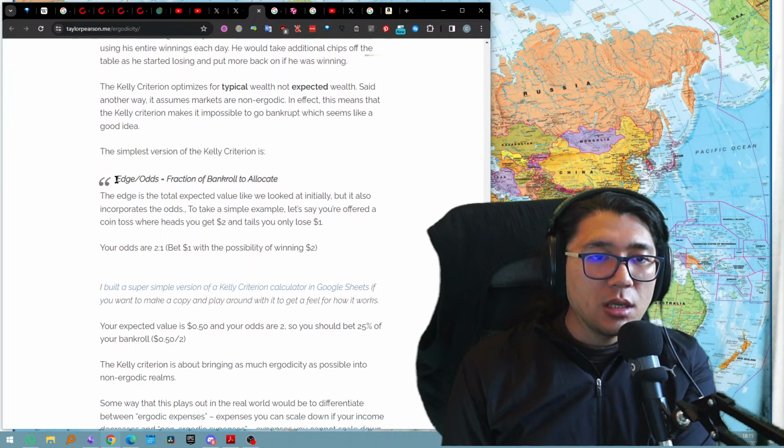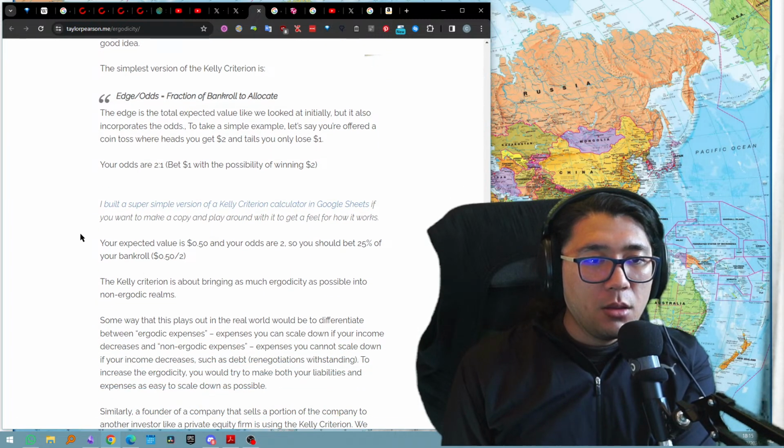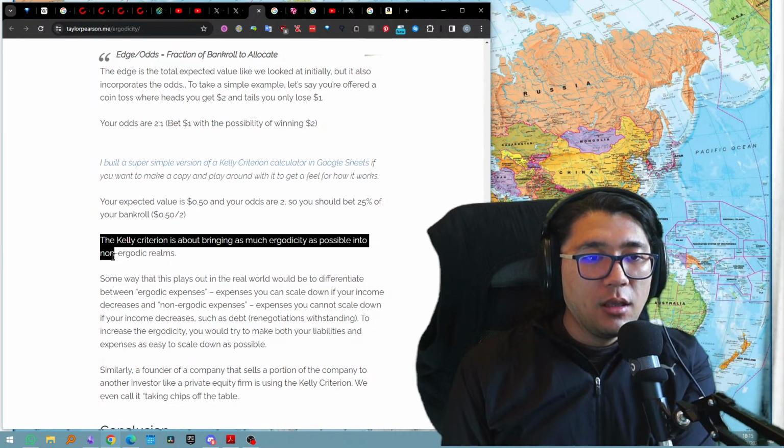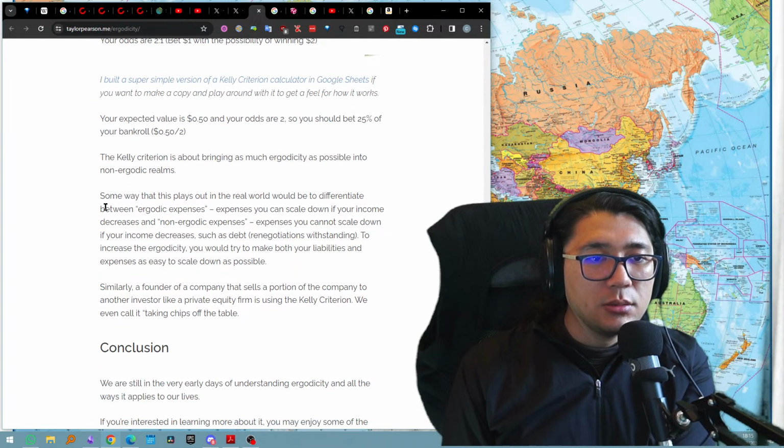The simplest version of the Kelly criterion is edge over odds equals fraction of bankroll to allocate. The edge is the total expected value like we looked at initially, but it also incorporates the odds. To take a simple example, let's say you're offered a coin toss where heads gets you 2 and tails you only lose 1. Your odds are 2 to 1. Your expected value is 50 and your odds are 2, so you should bet 25% of your bankroll. The Kelly criterion is about bringing as much ergodicity as possible into non-ergodic realms.